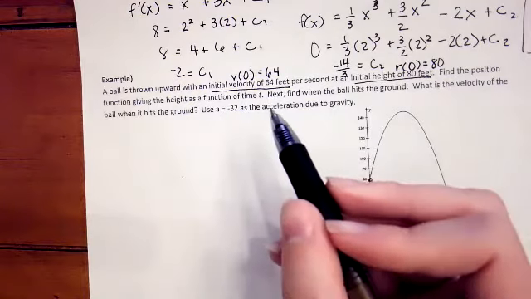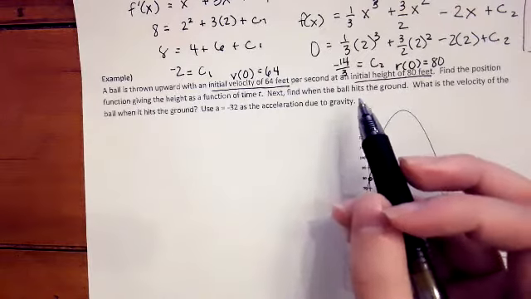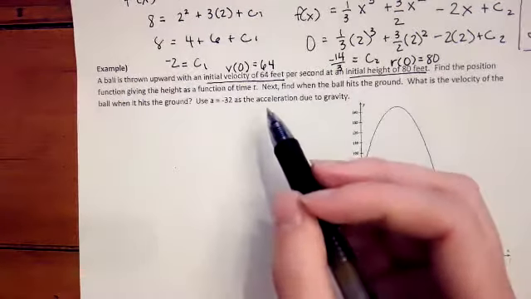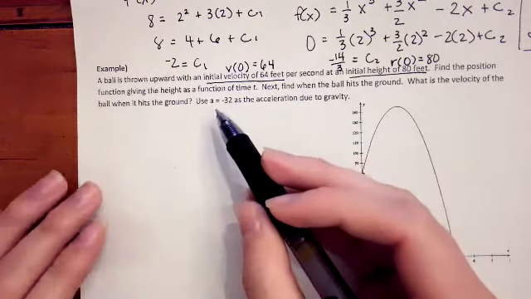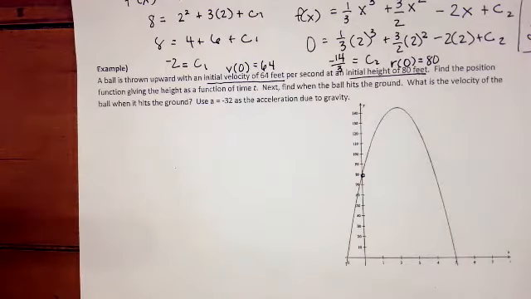So we want to find our position first. Then we're going to find when the ball hits the ground. Then we're going to find the velocity when it hits the ground. And the last thing they tell us is that the acceleration is -32. Okay, so where do we get started with this?